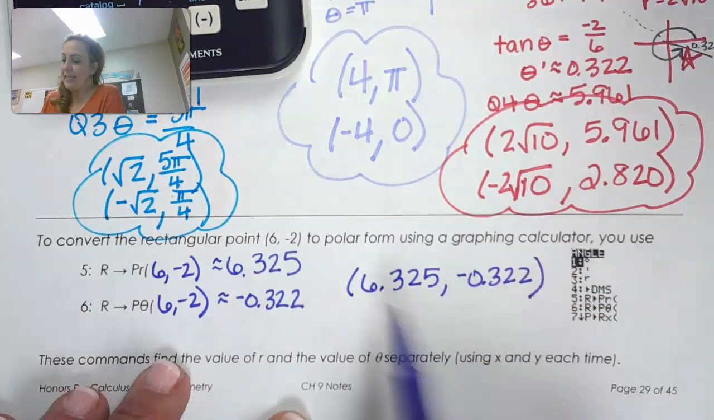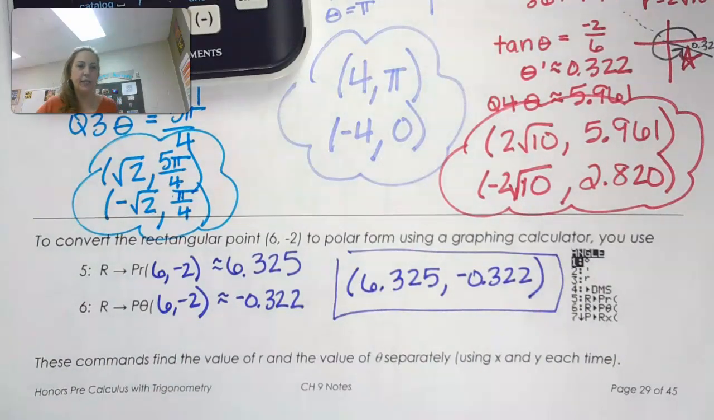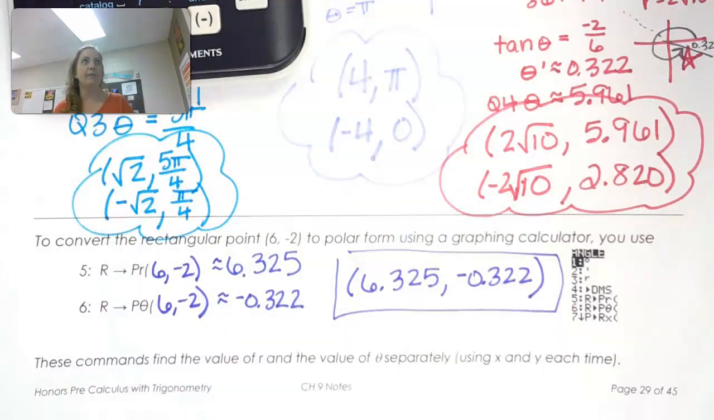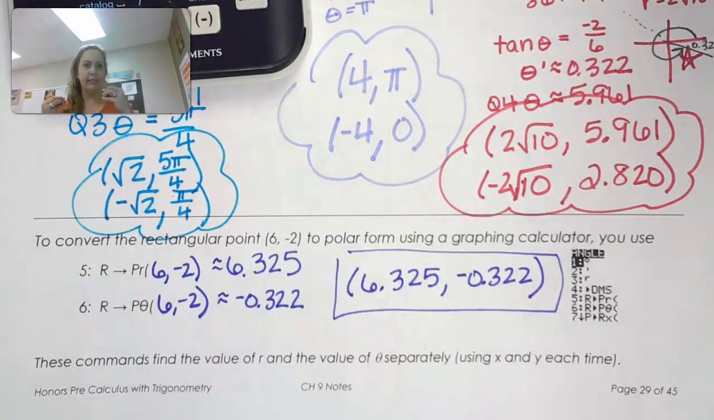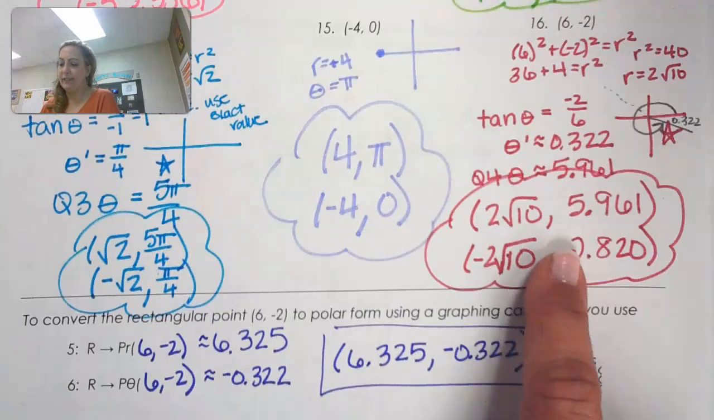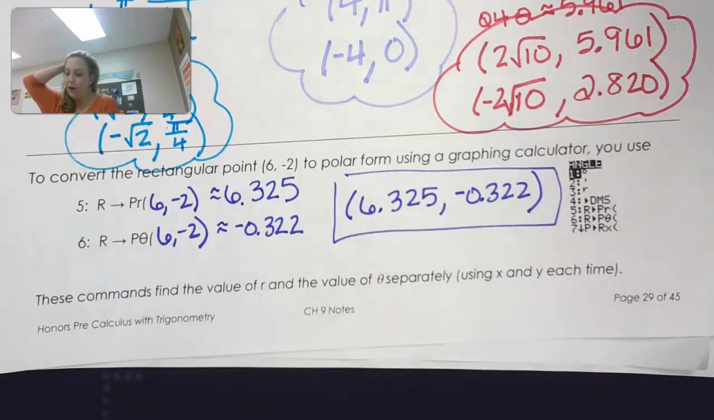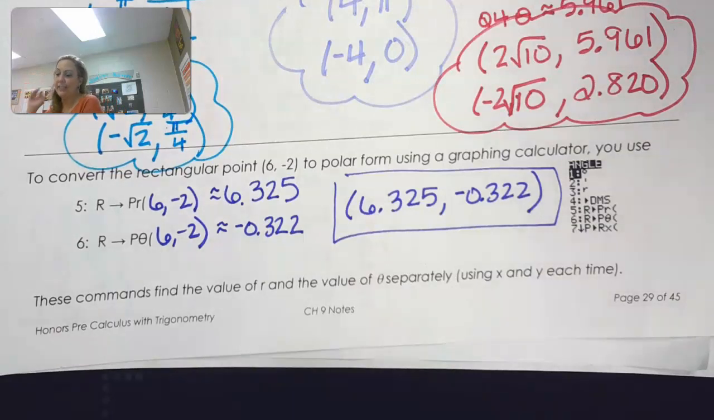Now notice that this doesn't fit the stipulation above because your calculator is using that inverse tangent. And so inverse tangent, it'll always give you that value kind of like between, like the negative value, like the smallest value that you can have. But it would be equivalent to one of these. Okay, so again, those commands find the value of r and the value of theta separately using x and y each time.